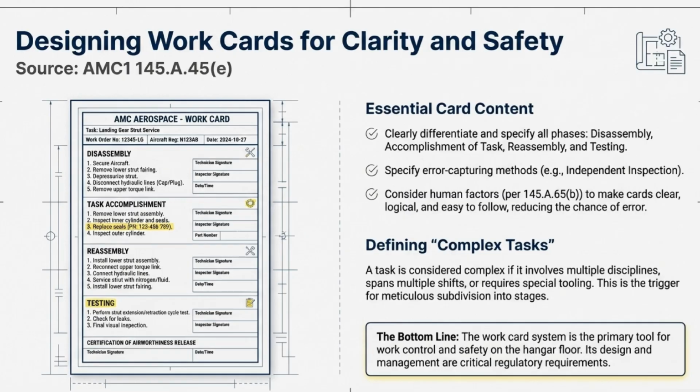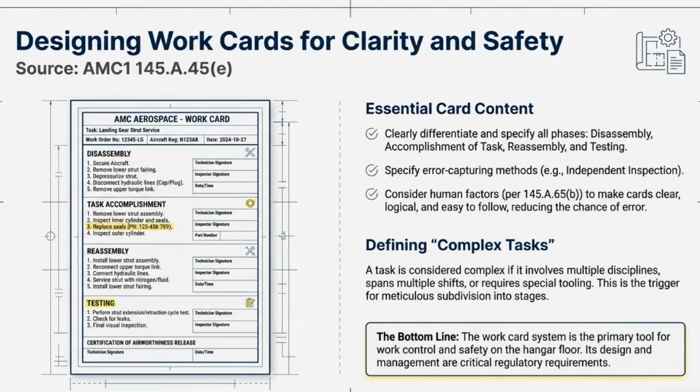Makes sense. The cards themselves need to be really detailed: disassembly, the task itself, reassembly, testing, even specifying things like independent inspections. For really long jobs, you might need extra cards to track who did what across shifts. And considering human factors when designing the cards is smart, making them clear, easy to follow, reduces errors. Defining complex tasks helps know when that detailed subdivision is needed, especially indicating where work can pause. And that point about assessing an operator system is important. You have to ensure their system still meets your procedural needs, especially for complex task breakdowns. It's about maintaining your standard.